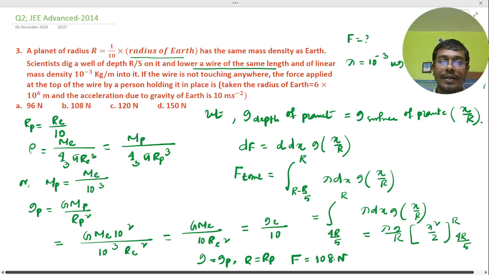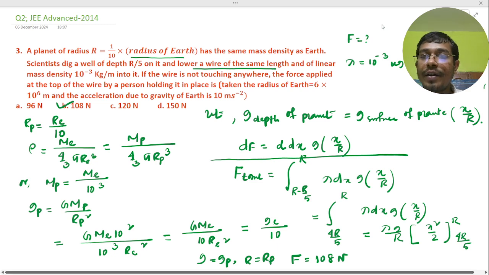The important thing in this problem, and this is very important, is that we think of the small segment and integrate to get the total. So 108 Newton is our answer. It came in a JEE Advanced problem. So go ahead to our next problem.